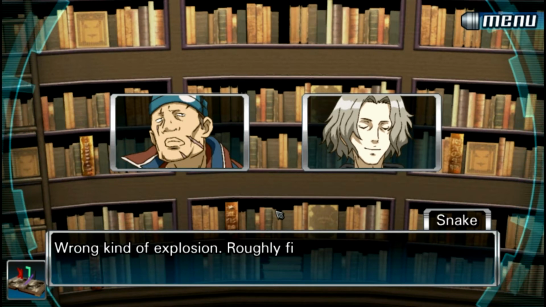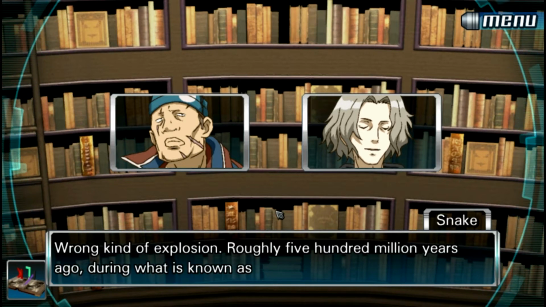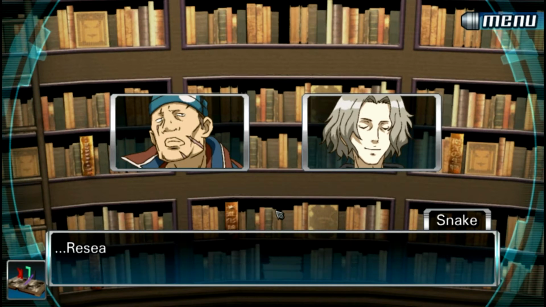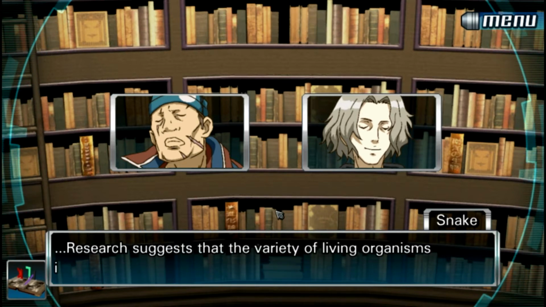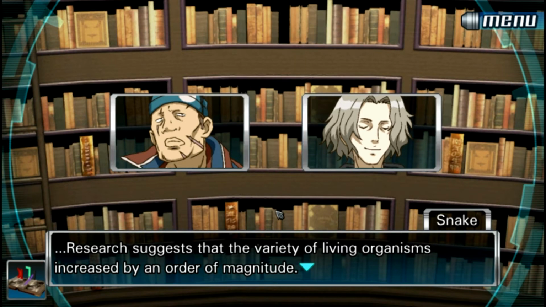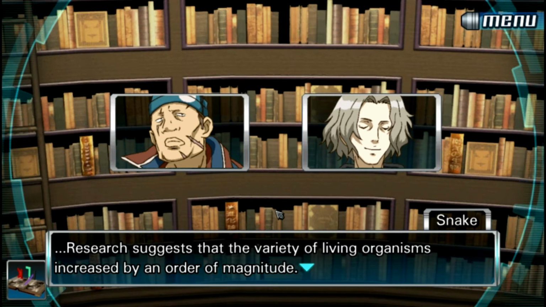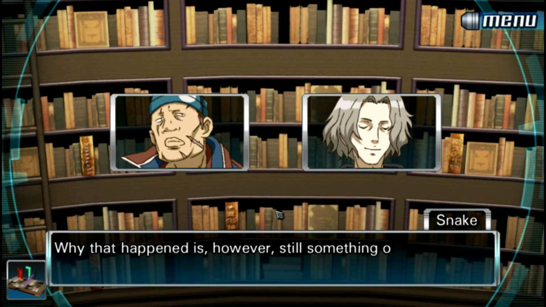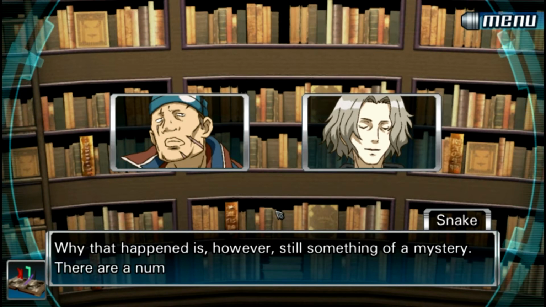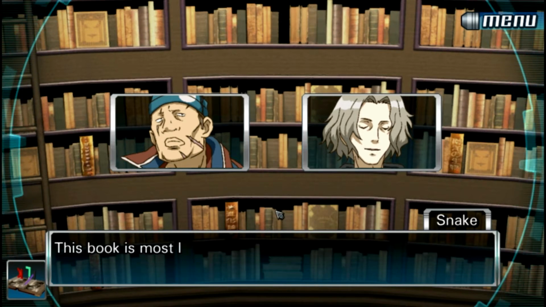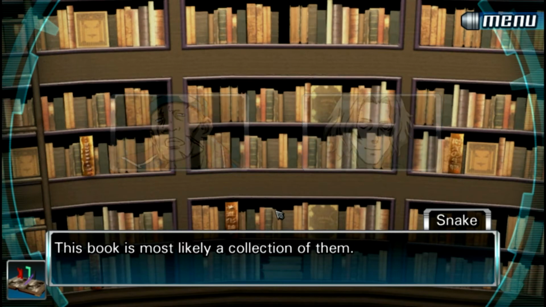Wrong kind of explosion. Roughly 500 million years ago, during what is known as the Cambrian period, research suggests that the variety of living organisms increased by an order of magnitude. Why that happened is, however, still something of a mystery. There are a number of theories. This book is most likely a collection of them.